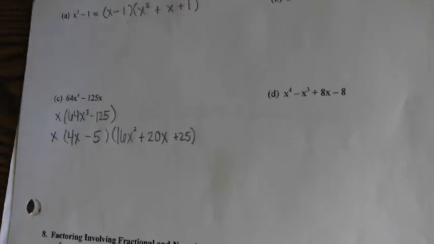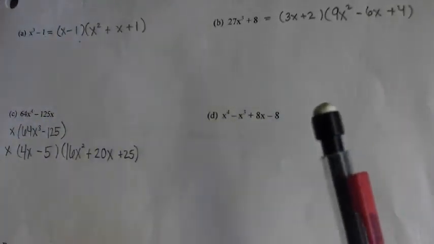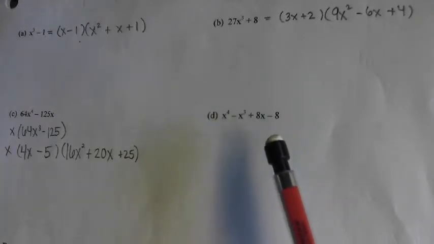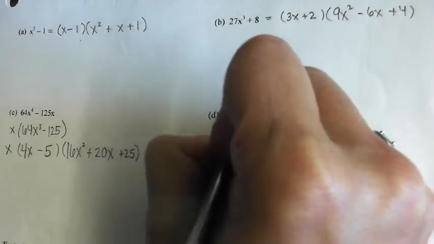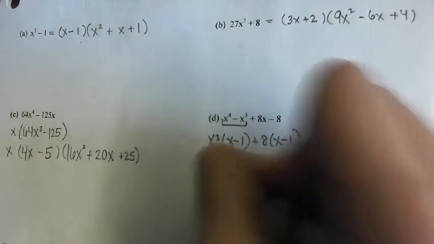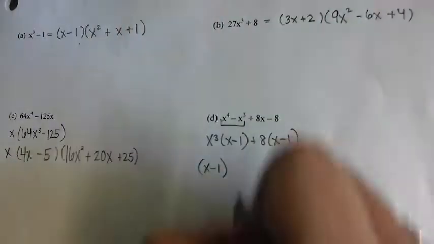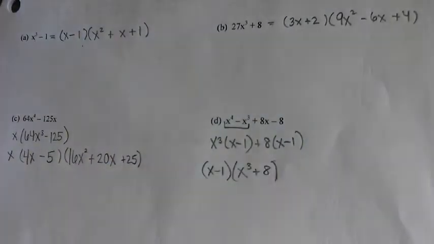Good. Okay. In D, totally and completely not the difference or sum of perfect cubes from the start, but it is 4 terms long, so the natural starting point would be grouping. So you take out an x cubed and an 8. Grouping works. So I'm going to take my x minus 1 out in front, and I have an x cubed plus 8, and this is where that completely part comes in again. You have to take it upon yourself to realize that the x cubed plus 8 can go further.